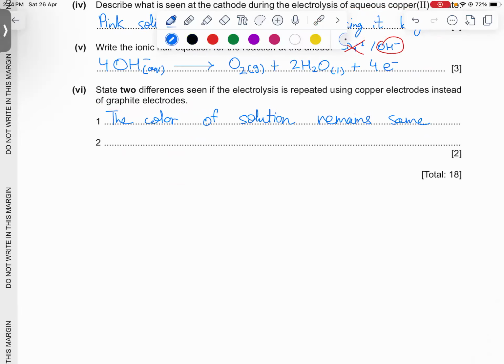We have to write the size of anode decreases, because in the above experiment, when we were using graphite electrodes, the anode was not decomposing, right? So we will say the anode decomposes and shrinks in size. Even while using graphite electrodes, the size of the cathode increases. Yes, the anode decomposes and shrinks in size. Let me just show you from the notes, beta.